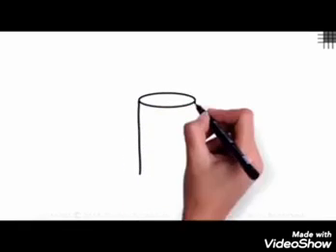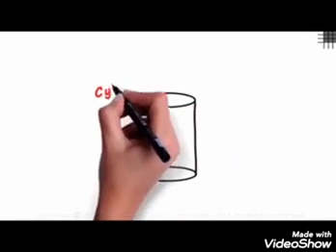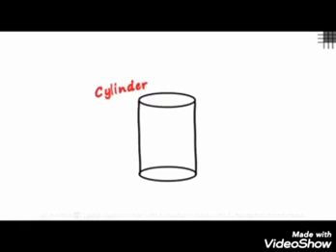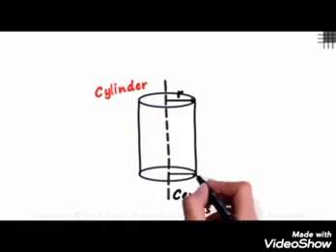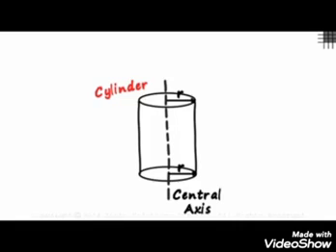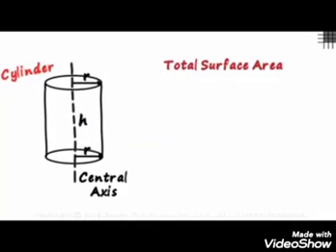Circle, a curved surface, and another circle. This is a cylinder, a right circular cylinder to be precise. Every cylinder has a central axis which passes through the centers of the two circles. The areas of the two circles are equal. That's because the cylinder we consider has a uniform cross-section. This tells us that the radii of the two circles will be equal. In a right circular cylinder, the distance between the two centers of the circles is its height. Let's call it h. So how do we find the total surface area of the cylinder?